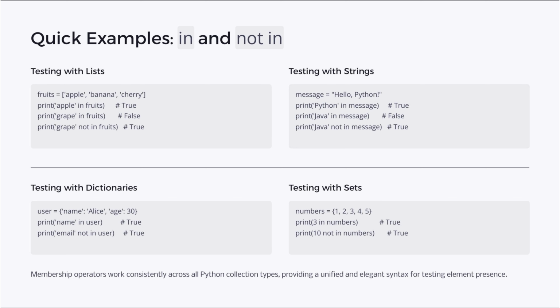Membership operators like in and not in are versatile across Python collections. For example, apple in a list of fruits returns true, while grape does not. Similarly, Python in a string or name in a dictionary confirms presence. This consistent syntax simplifies checking element presence in lists, strings, dictionaries, and sets.